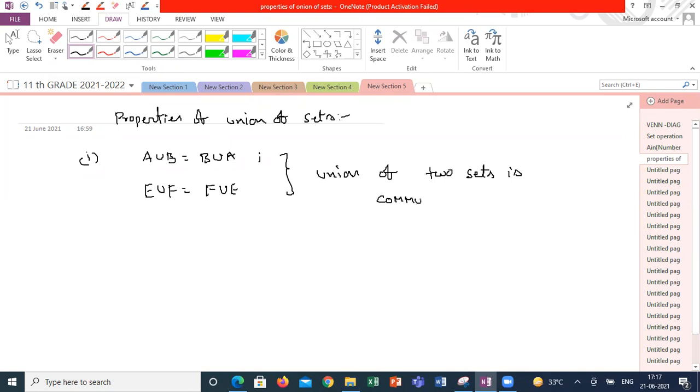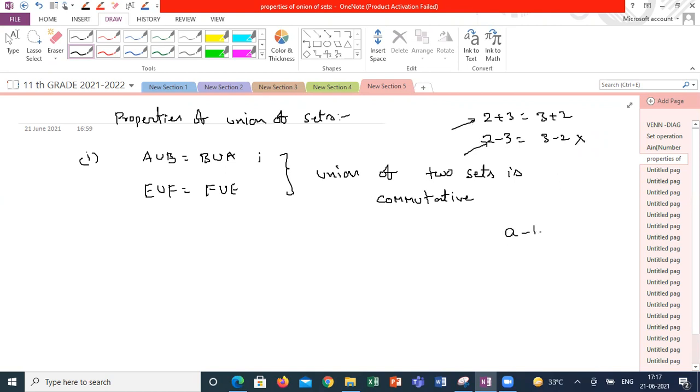I think everybody knows the meaning of the commutative rule. There are some operations. Suppose I say 2 plus 3 is equal to 3 plus 2. So addition of two numbers is commutative. But I can't say 2 minus 3 is equal to 3 minus 2. This is wrong. Correct? So addition will follow the commutative rule, but subtraction will not.